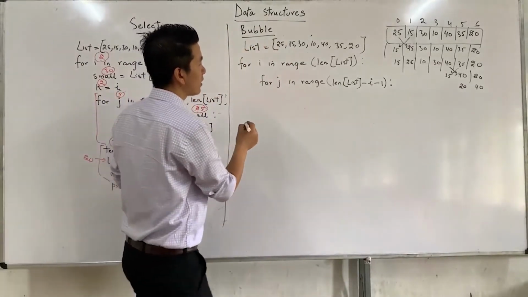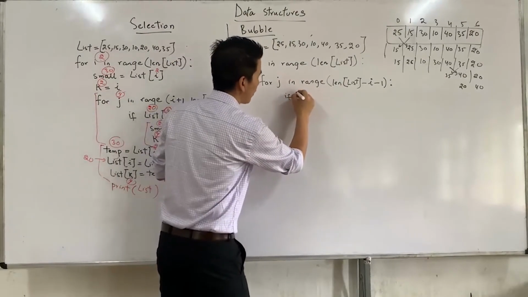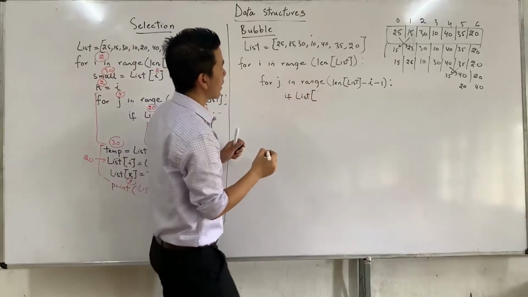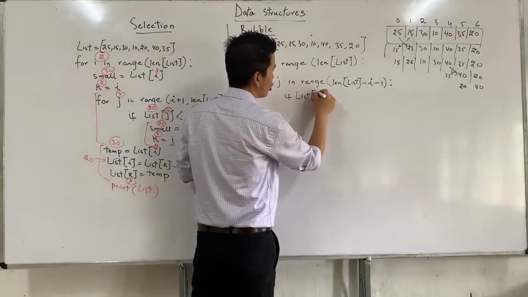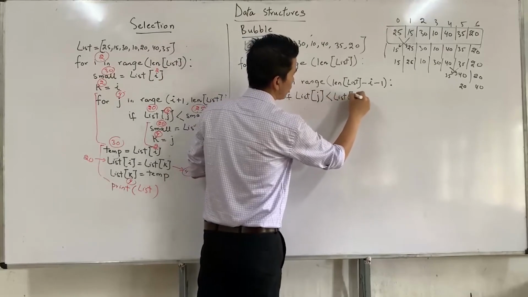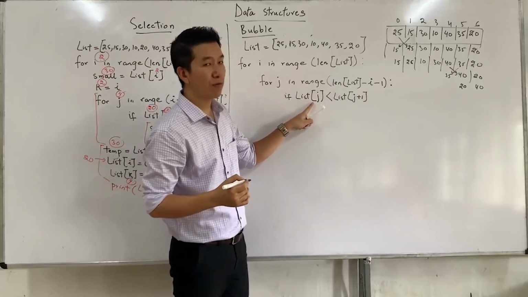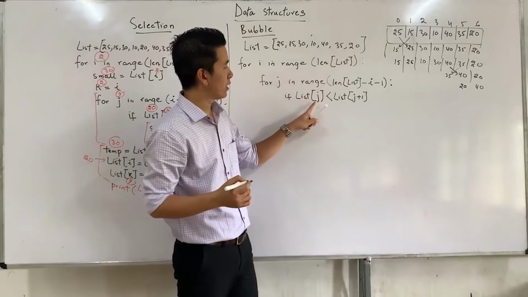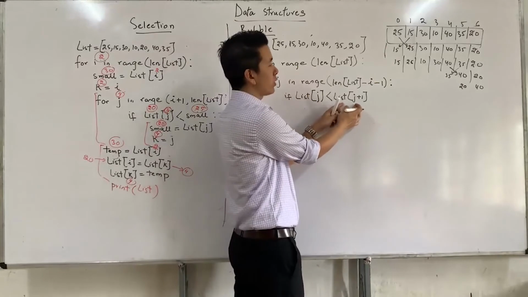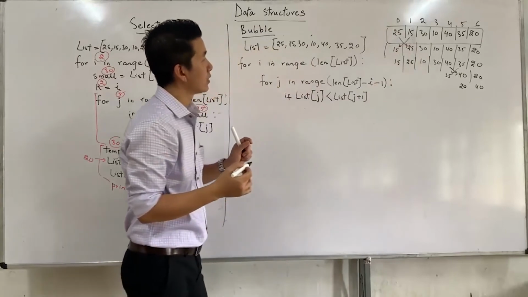And then how do you do the comparison is, if the list value, when do I do the comparison is, if the value of list j is less than the value of list j plus 1. Okay, look at this. The value of j will start from 0. List of 0 is being compared with list of 0 plus 1. This is being compared with this.